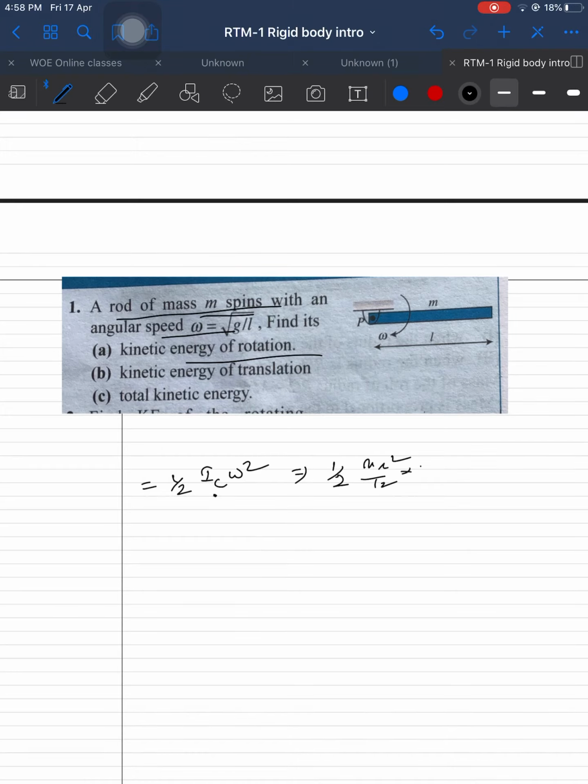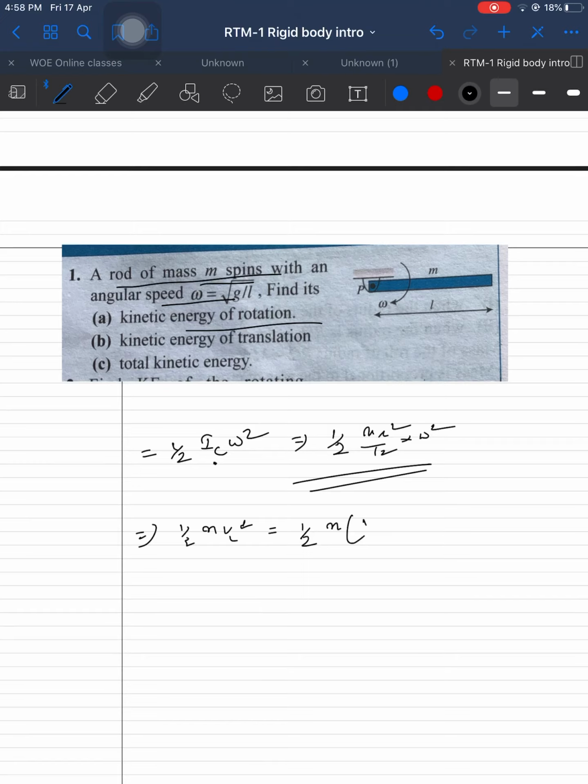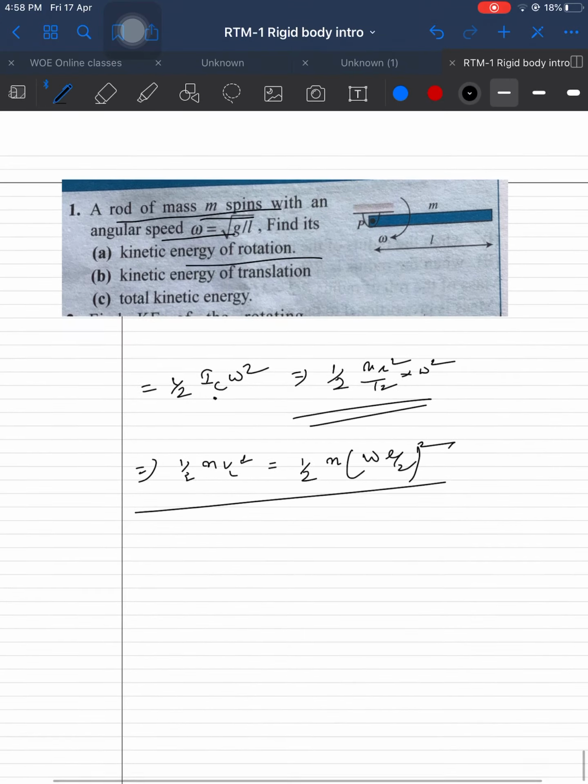Translational: half m into velocity of center of mass square, half m into omega into L by 2, whole square. Understand? Just add these two and you will get the total kinetic energy. Or you can just use the angular velocity about this point, and you will get the answer.